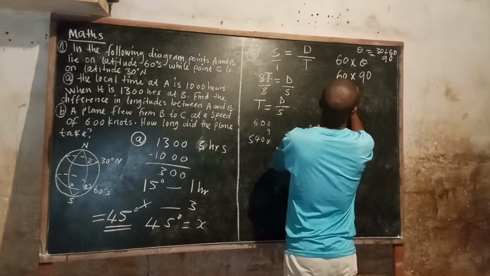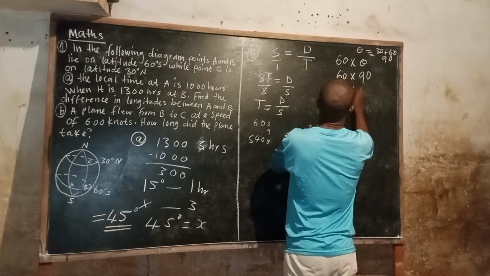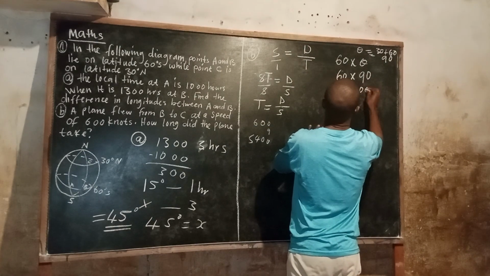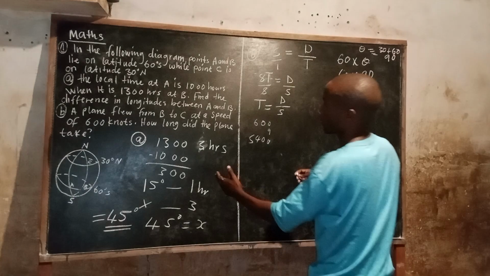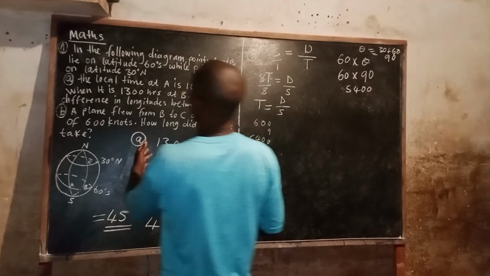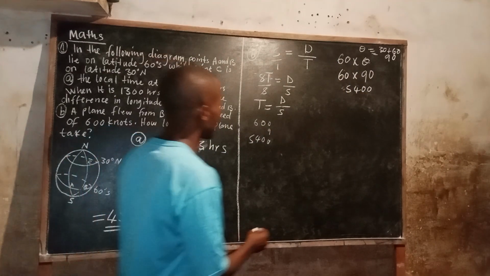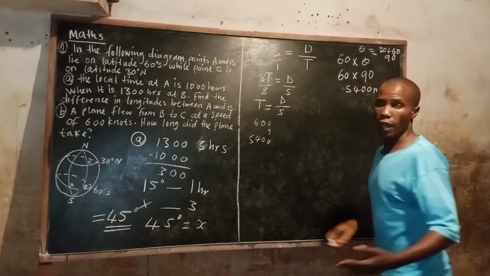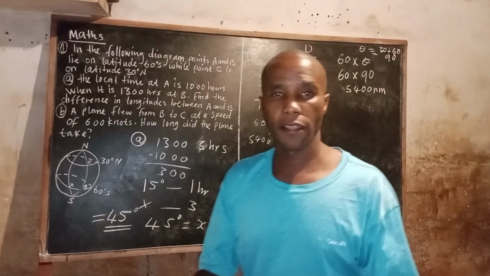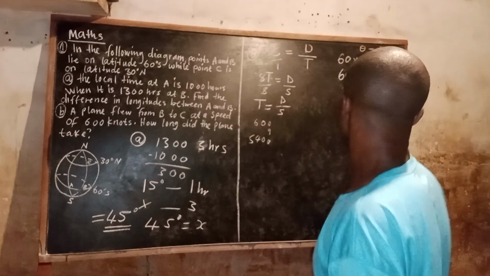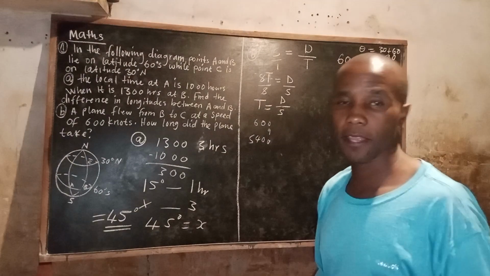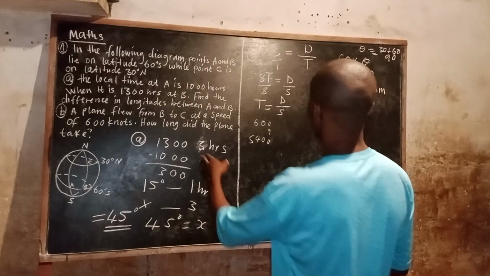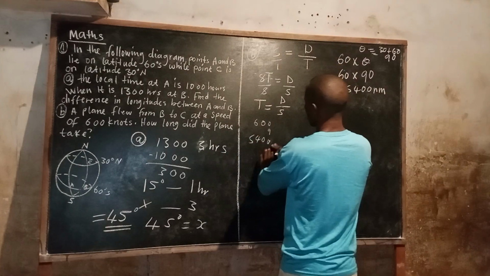So here the answer is going to be 5,400. We are in what? You look at the distance: nautical miles. That is nautical miles. Not what? Miles. Okay. So now, having found the distance, it is going to be easy now for us to find the time taken by the plane. Okay. So now we are going to substitute.